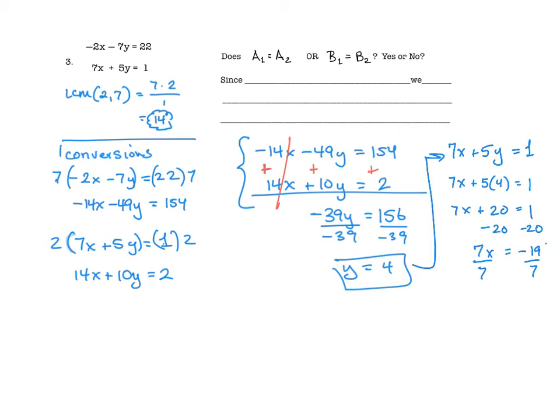Now, we have a fraction on this side, and a lot of people get tripped up by this. Don't get tripped up by the fact that it's a fraction. It's okay that it's a fraction. Don't worry about that piece. What you do need to do is just rewrite the fraction: x equals negative 19 over 7. And there's your answer.